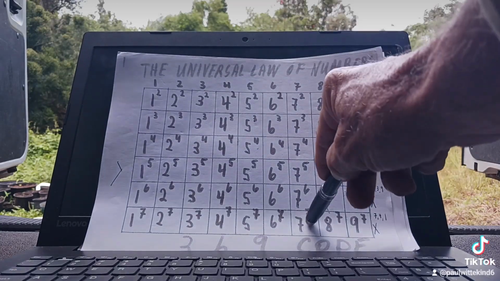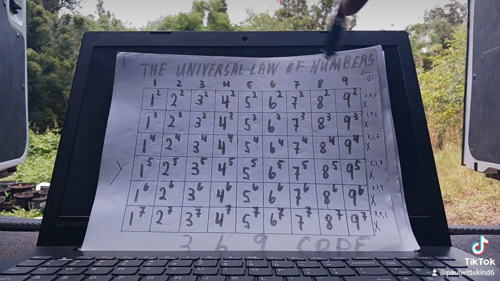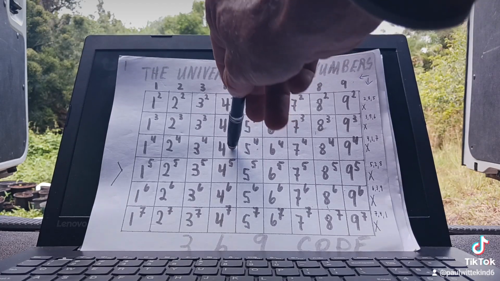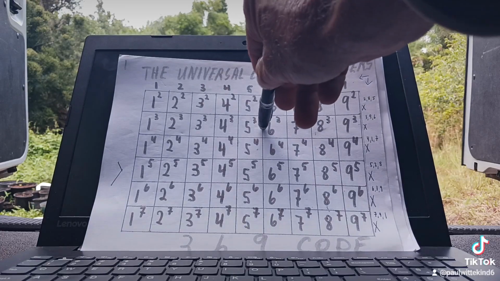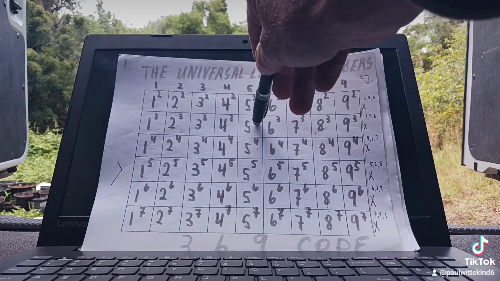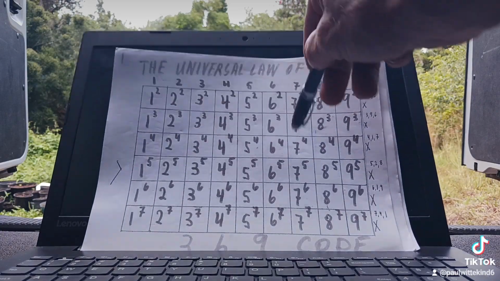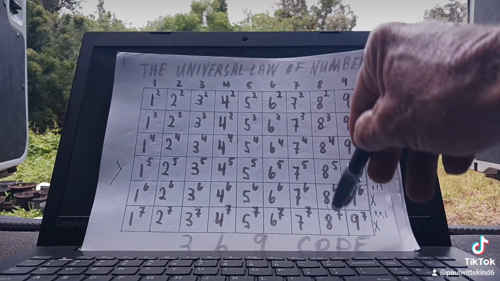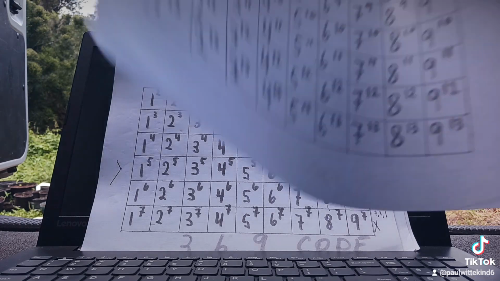But going down, you can't do 2 to the 4th times 5 to the 6th. It doesn't work like that. Going down, you do it like this. 4 squared times 4 to the 4th: 2 plus 4 is 4 to the 6th. 5 squared times 5 to the 3rd: 2 and 3 is 5 to the 5th. 7 squared times 7 to the 4th is 7 to the 6th. 8 to the 3rd times 8 to the 5th is 8 to the 8th, etc. And it keeps on going.